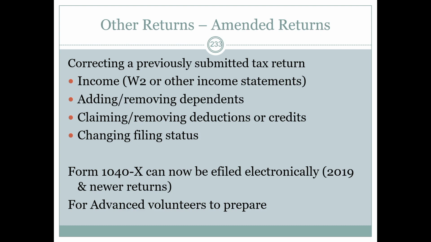So these amended returns use the form 1040X. And just letting you know, these can now be filed electronically starting with the 2019 tax year, our newer returns. So if we do have someone wanting to amend a 2018 or 2017, those will still have to be paper amended returns, and the client will have to print and mail those to the IRS.